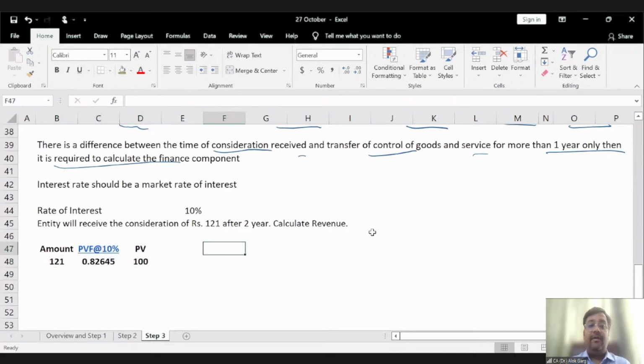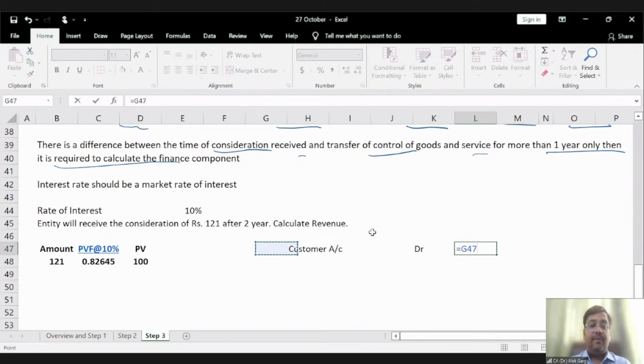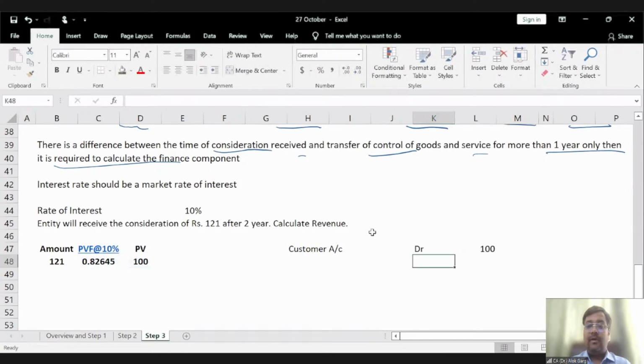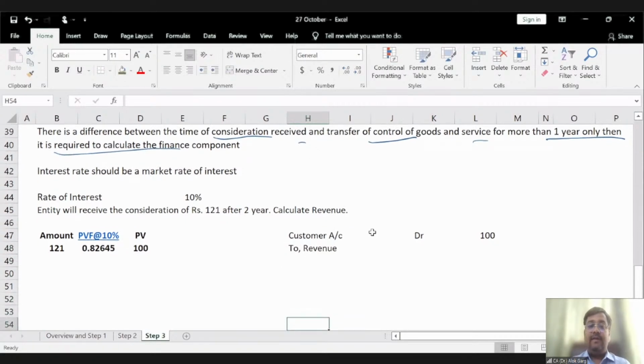What will be the accounting entry? Accounting entry will be customer account debit or trade receivable account debit. Customer account debit by how much amount? 100 rupees, to revenue at the time of satisfaction of performance obligation. This is at the time of sale. Then at the end of the first year.